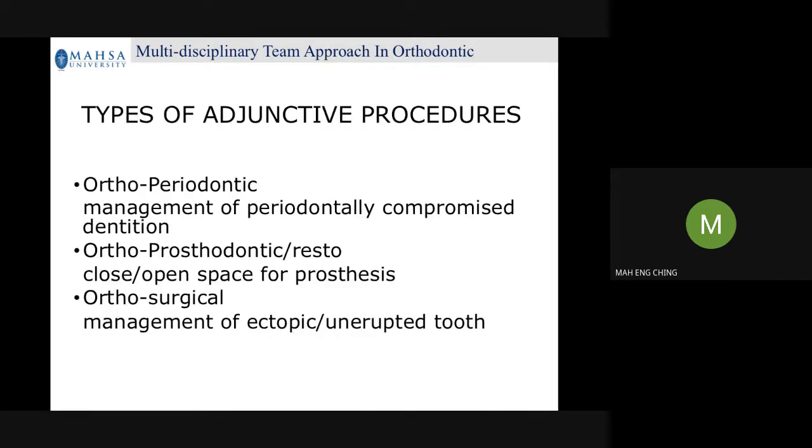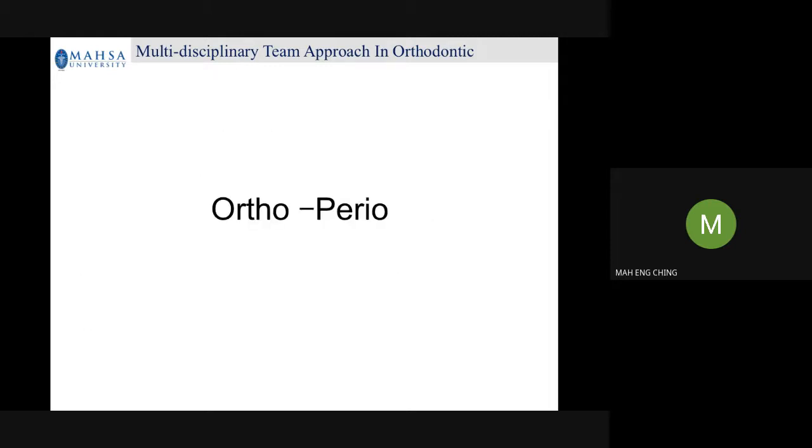Okay, so we're going to talk about ortho-perio management and/or periodontally compromised dentition today. Then we're going to talk a bit about the ortho-prosthodontic or restorative side, which means we're closing the gap or opening the gap for the prosthesis. And we're going to talk a little bit about oral surgery, which is management of ectopic or unerupted teeth and even implants. So the first topic we're going to talk about today is ortho-perio.